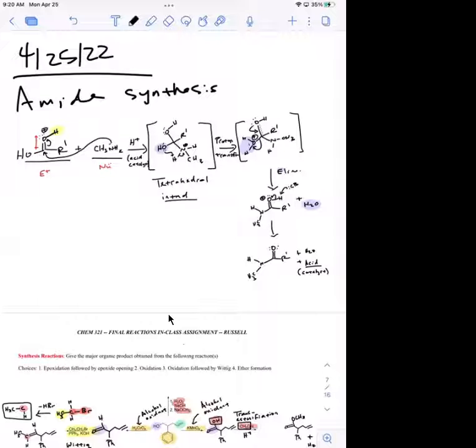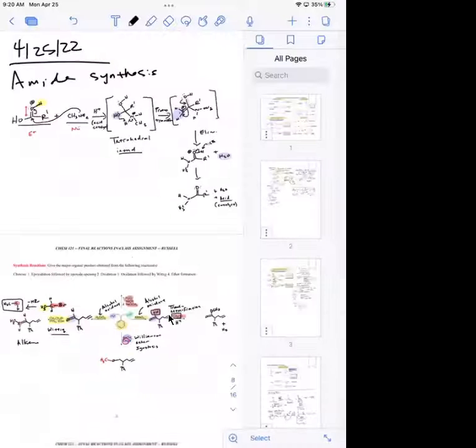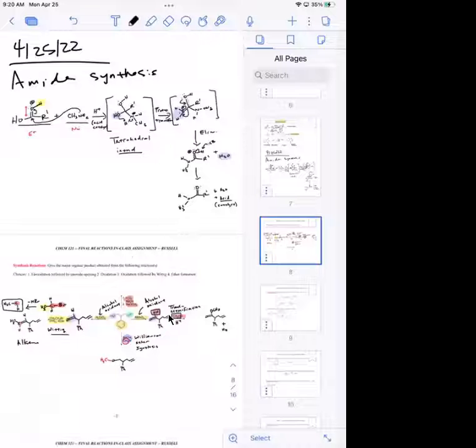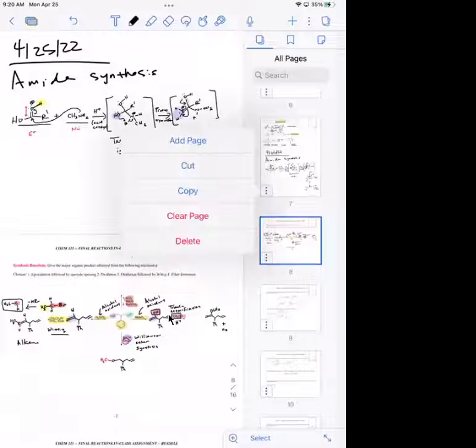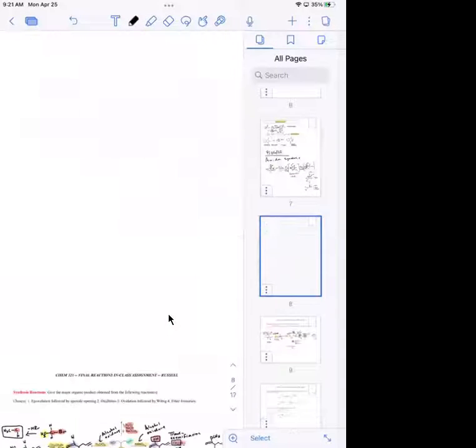All right. Let me add another page, and then we're going to discuss another reaction involving amines and carbonyls, and that is the formation of what we call a Schiff base.